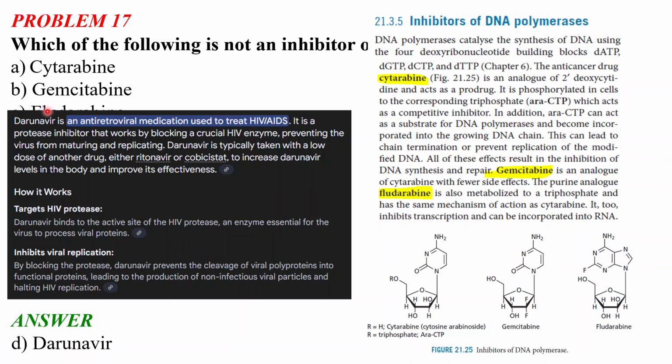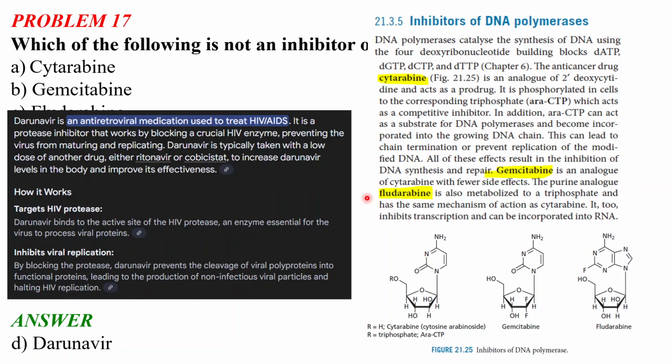It is a protease inhibitor that works by blocking the crucial HIV enzyme, preventing the virus from maturing and replicating. Darunavir is typically taken with a low dose of another drug, either ritonavir or cobicistat, to increase the darunavir levels in the body to improve effectiveness. How it works: it targets the HIV protease. It binds with the active site of HIV protease, an enzyme essential for the virus to process viral protein. It inhibits the viral replication by blocking the protease. Darunavir prevents the cleavage of the viral polyprotein into the functional proteins, leading to the production of non-infectious viral particles and halting the HIV replication.